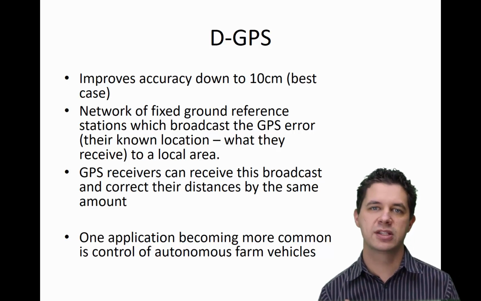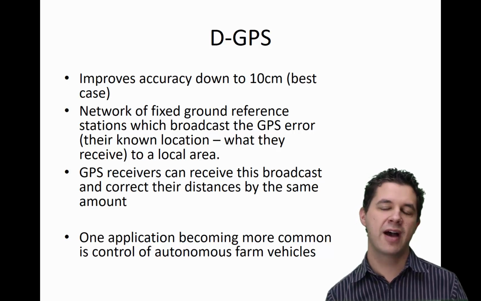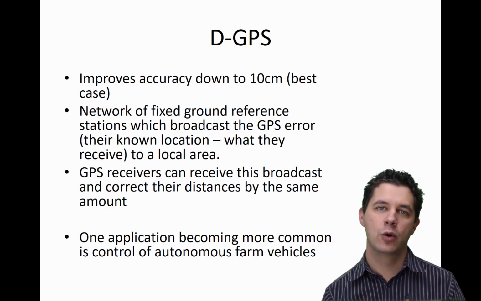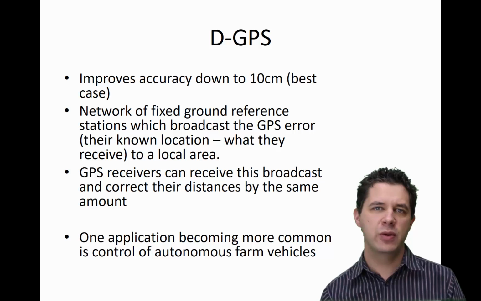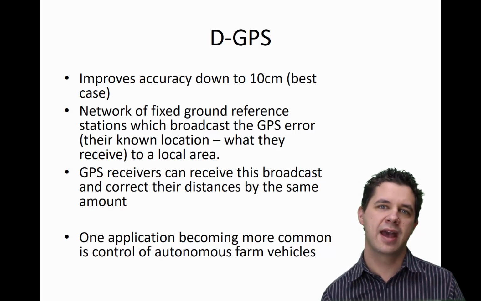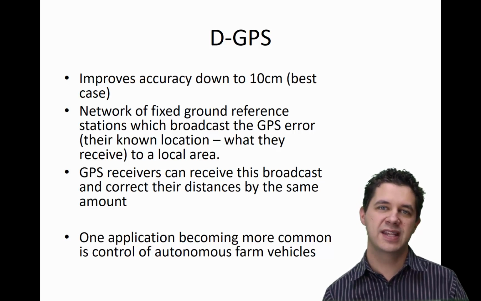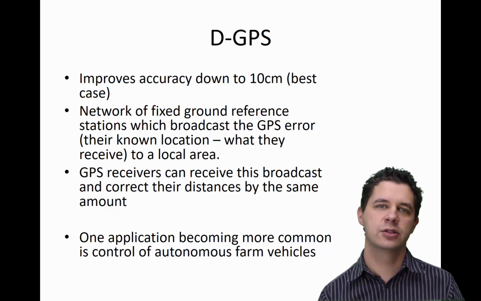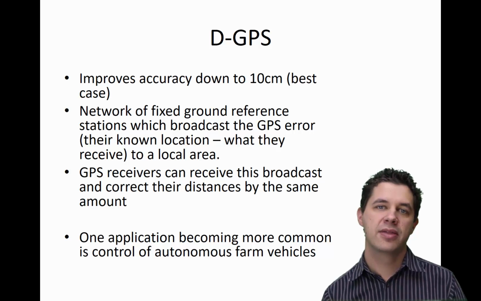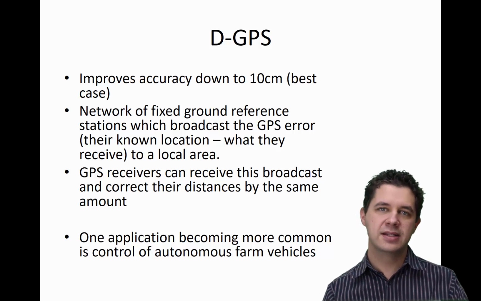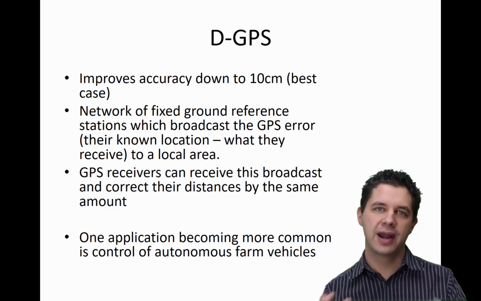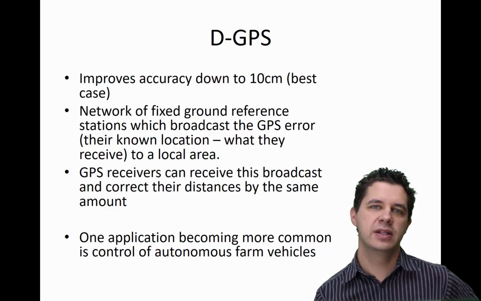Now, one application where this is commonly used is in autonomous farm vehicles. For example, autonomous combine harvesters would be pretty well useless if their accuracy was only about 3 meters. But if their accuracy with DGPS is in the order of centimeters, and people like John Deere do this routinely, they can go night and day and perform their harvesting operations or seeding operations or whatever needs to be done autonomously.